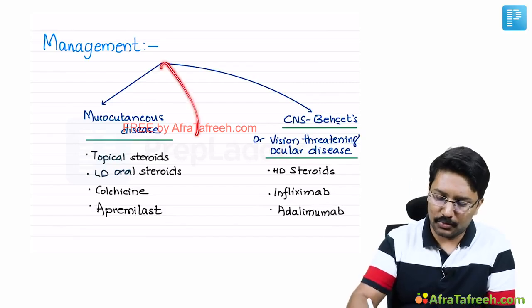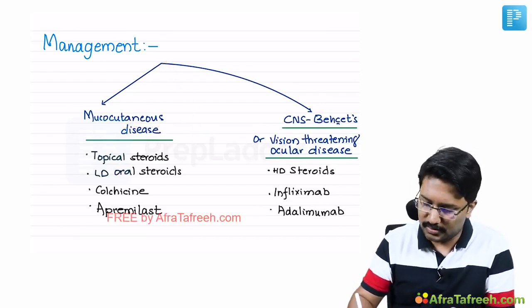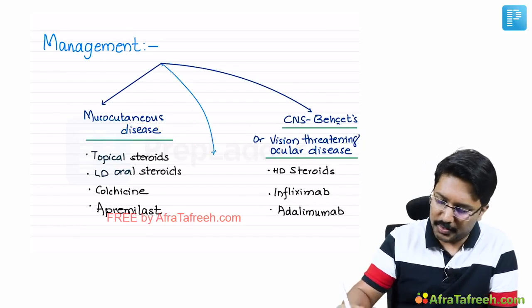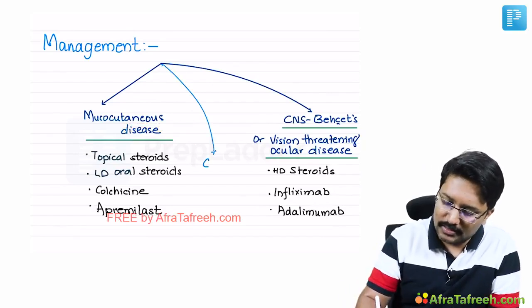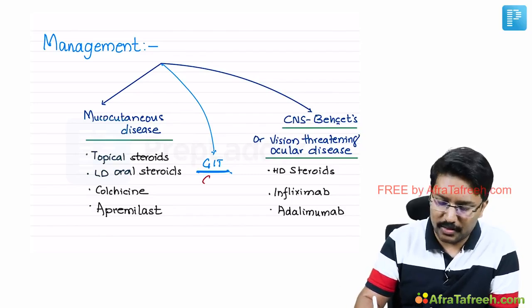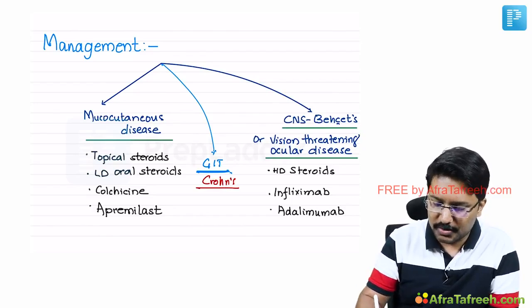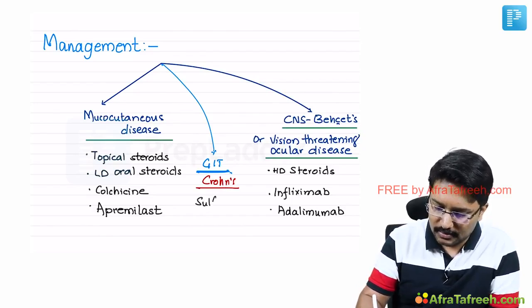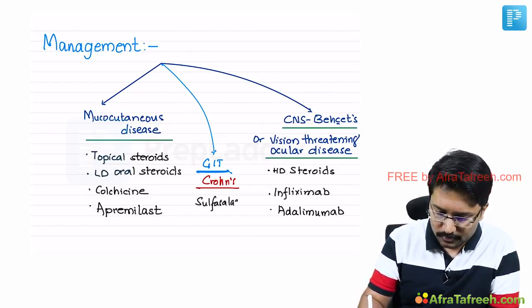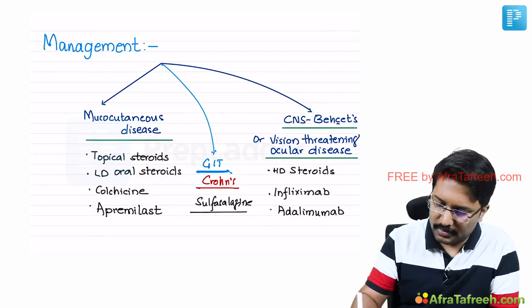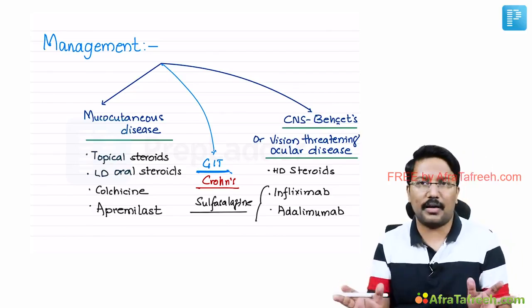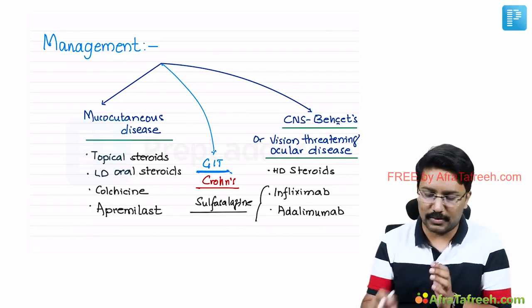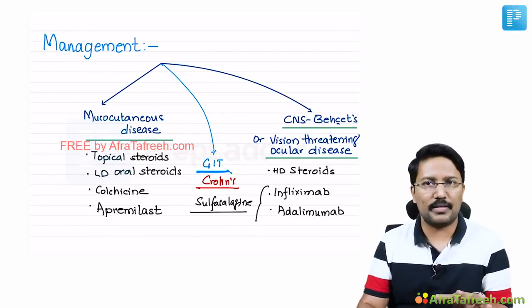Now, the third thing I want you to note, and I should stress it again: if a patient presents with GIT Behçet's, which is more or less going to behave like Crohn's, you can treat those patients with sulfasalazine. And if required, you can also consider anti-TNF-alpha therapy. So that is the approach to a case of Behçet's disease.